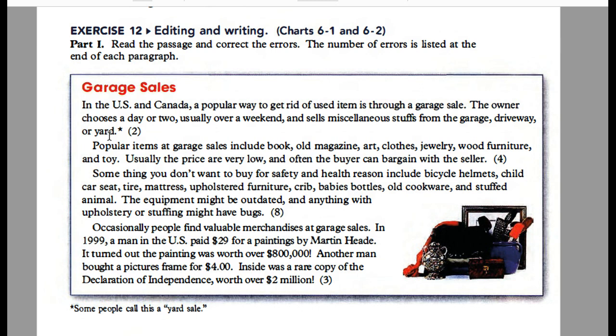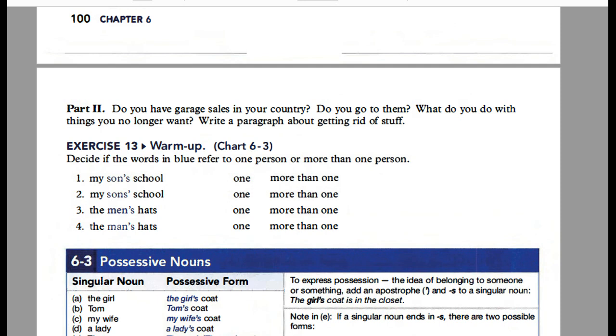So here you can find the first one. It has 2 errors. When we try to find the 2 errors, you can see in the US and Canada. So here we cannot put the before US. In US and Canada, a popular way to get rid of used item, here we have to say items. Used items is through a garage sale. You can continue it as well on your own.